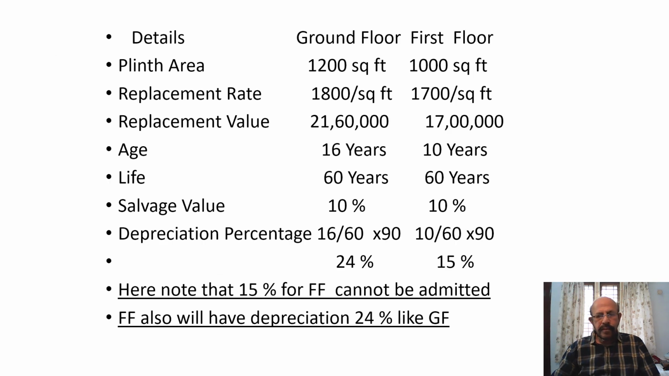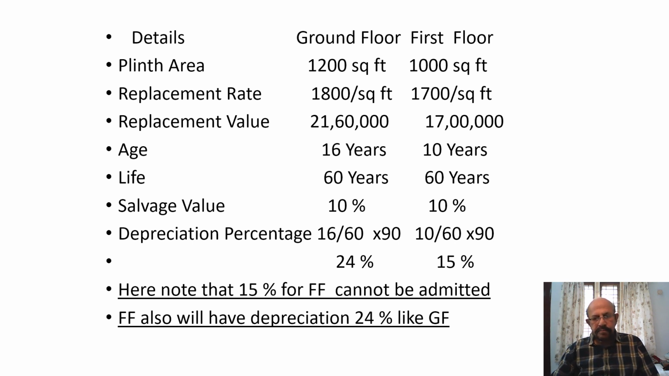Details. Details have been given for ground floor and first floor separately. Plinth area, ground floor 1,200 square foot, first floor 1,000 square foot. Replacement rate, ground floor 1,800 per square foot, first floor 1,700 per square foot. Replacement value, ground floor 21 lakh 60,000, first floor 17 lakhs. Age, ground floor 16 years, first floor 10 years. Life, ground floor 60 years, first floor 60 years. Salvage value, ground floor 10%, first floor 10%.